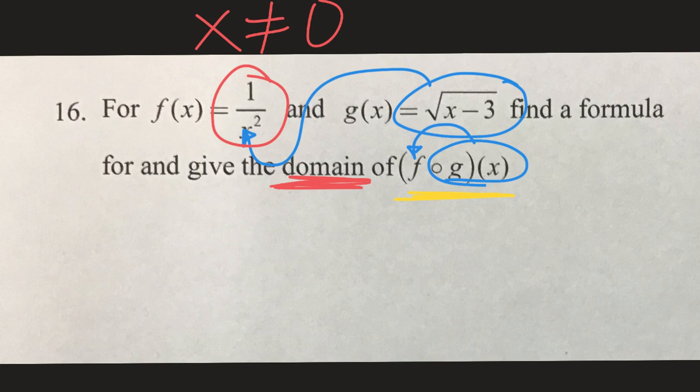For g, this is a square root function. We have to make sure that you don't take a square root of a negative. You can only take square roots of non-negative numbers, 0 and everything else. So we have to make sure that we're not plugging in any numbers that would make that negative. So we have to use only numbers greater than or equal to 3, because 3 minus 3 is 0, and anything less than that would give us a negative square root, and we can't take negative square roots.